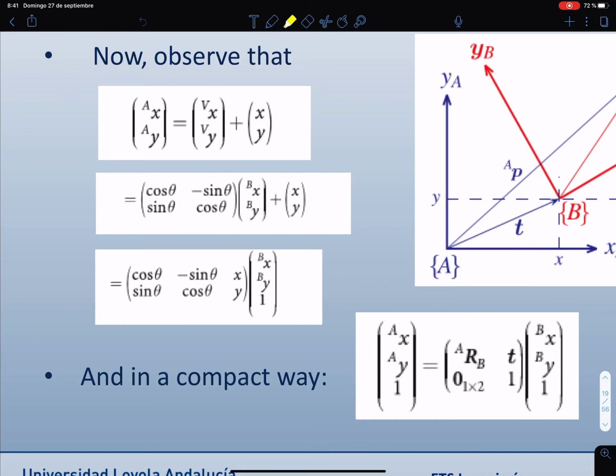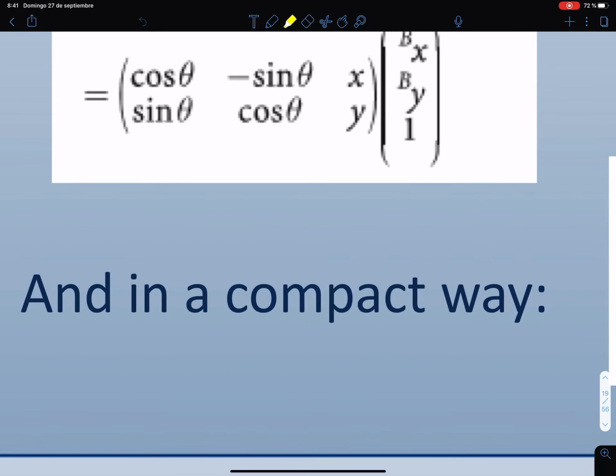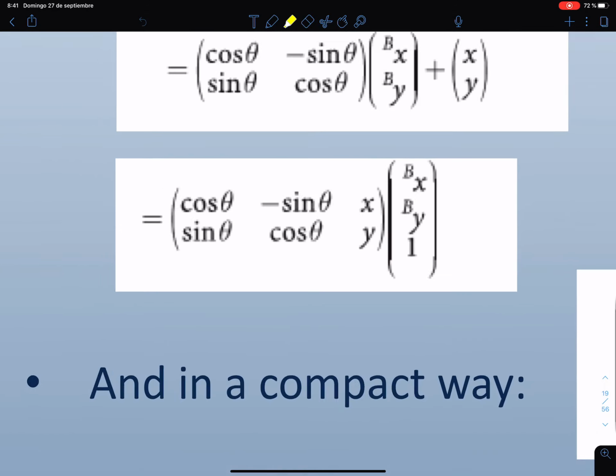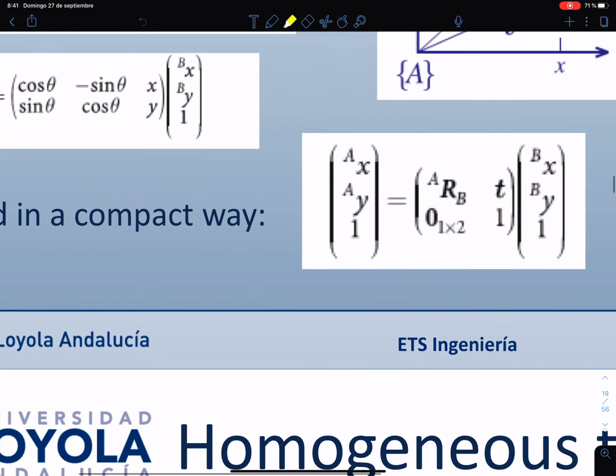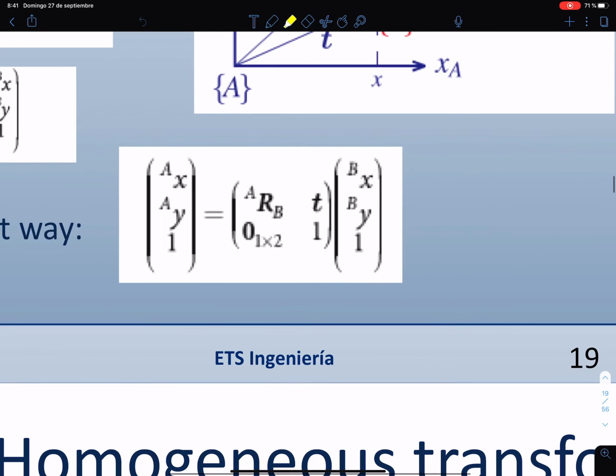And now, what if we add a third row below that just states 0, 0, 1? What will be the effect? It will generate a third coordinate with a 1 here, which is the same as here. So if we add a third row with 0, 0, 1, we will get this expression, which is a much more compact form than we had before, okay?